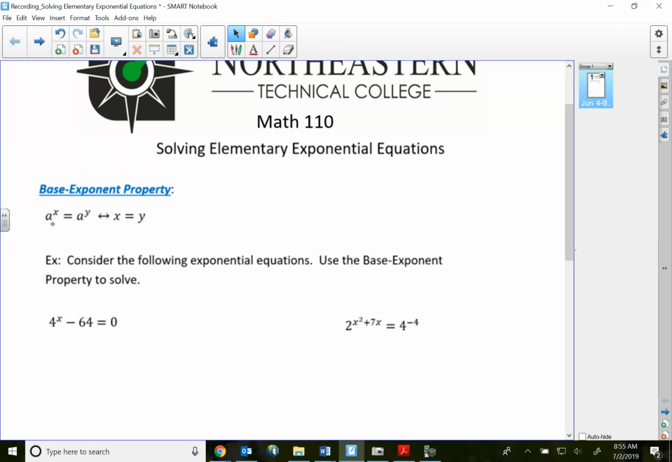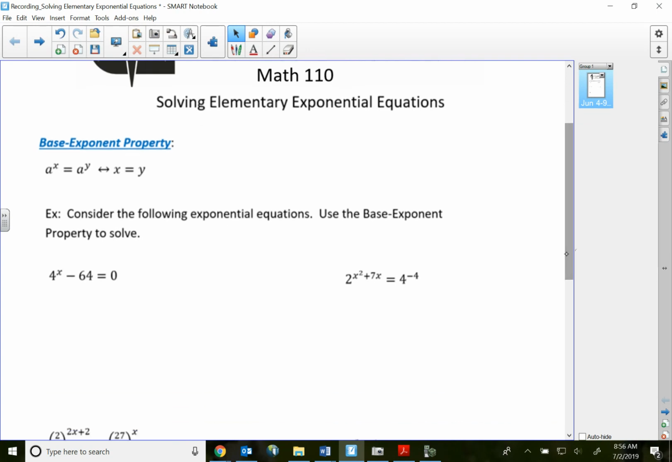So if I have a base A that is equal to each other, then what I can do is set the exponents equal to each other. When the bases are the same and equal, then we can set the exponents equal to each other so we can solve. Let me show you real quick.